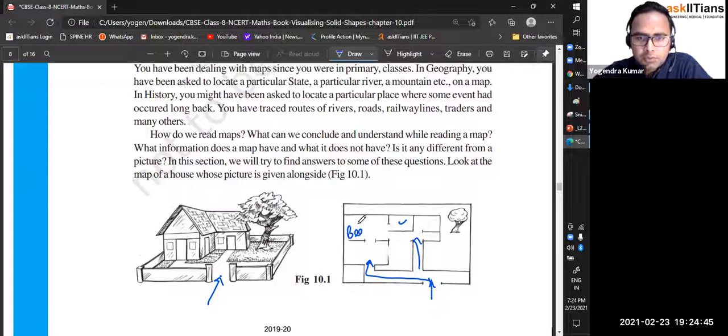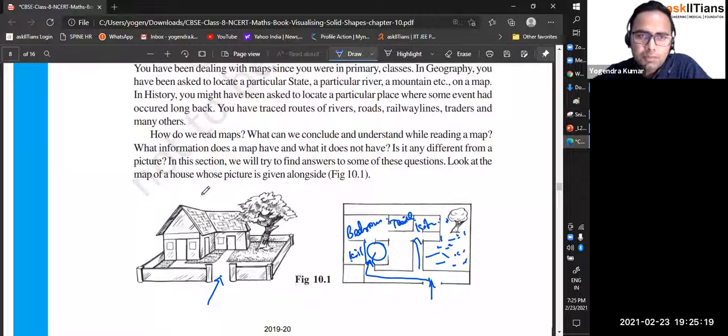This is the bedroom, and this is the toilet. The kitchen or meeting room could be on the side like this, so you can make different things here. And this is the playing area or garden. You put a plant here, which becomes a tree after a few years. So this is what we call a map.